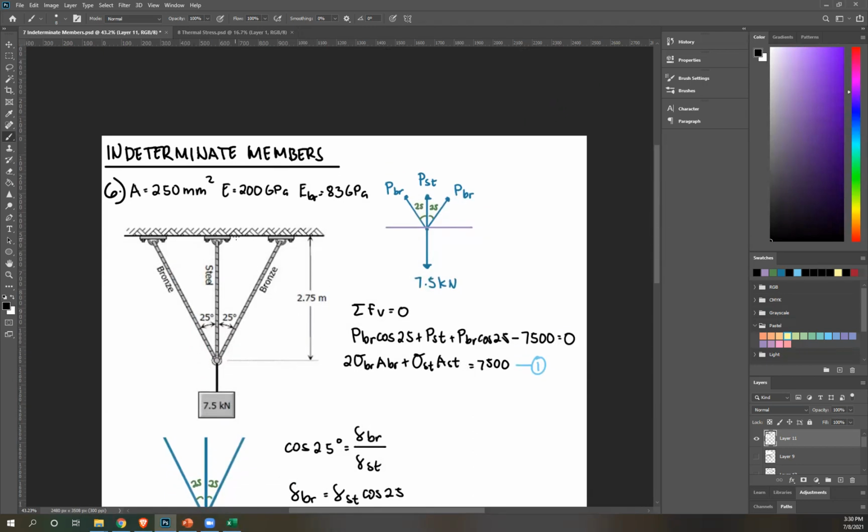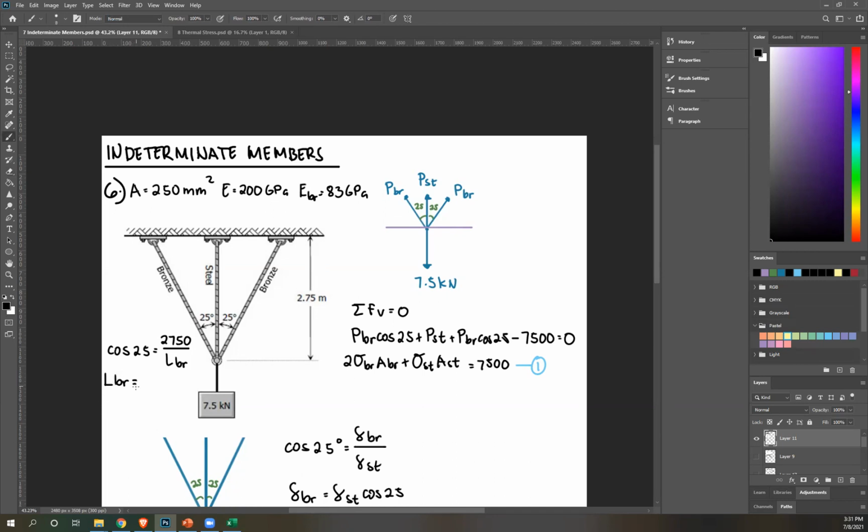Now, to get the length of your bronze, again, you'll have a right triangle. Okay, so let's use cosine. Cosine 25 equals adjacent. And the adjacent of this right triangle is the length of your steel bar, which is 2.75 meters over hypotenuse, so length of bronze. Again, our standard unit is Newton millimeter, so I'll convert this meter into millimeters, so multiplied by 1,000, 2750.